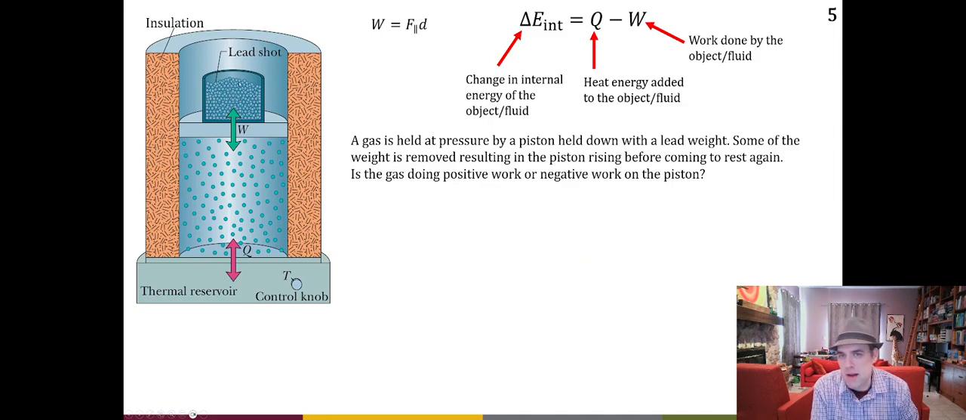So back to this, okay? It's getting held down by this lead shot weight, and we're going to remove some of the weight here.